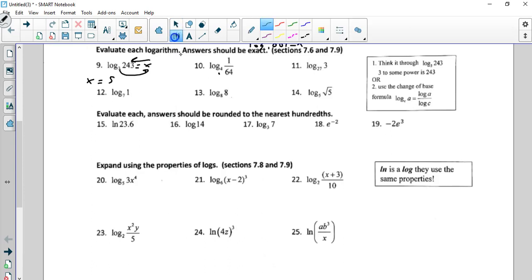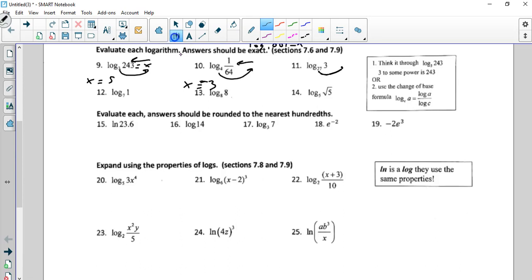Again, 4 to the what power is 1 over 64? Well, think about it. 4 to the 3rd would give you 64, but since it's 1 over 64, you need to make sure you put -3. So that's what's going to give you the fraction form.